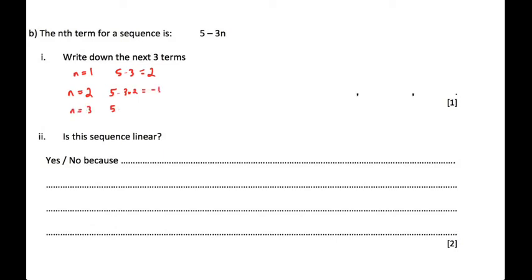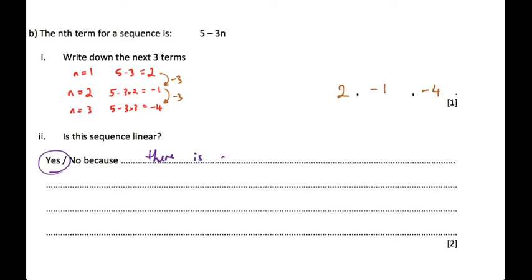The third term is when n is 3. This is 5 minus 3 times 3, which is 5 minus 9, which is minus 4. So the first 3 terms are 2, minus 1, minus 4. You can see that it's a bit like the minus 3 times table, as it should be. It goes down by 3 each time. So the question then is, is this sequence linear? And the answer is yes.